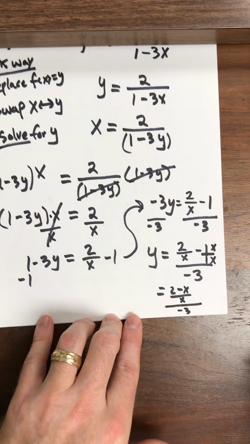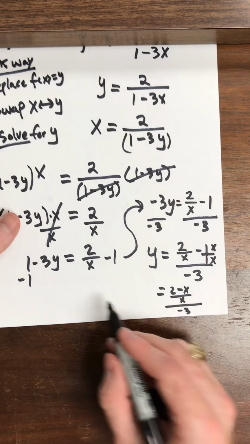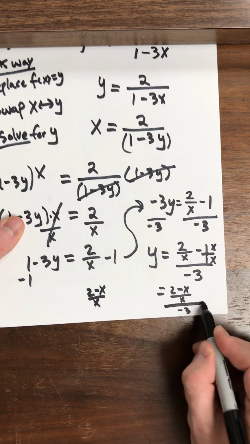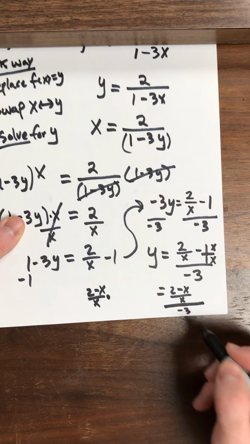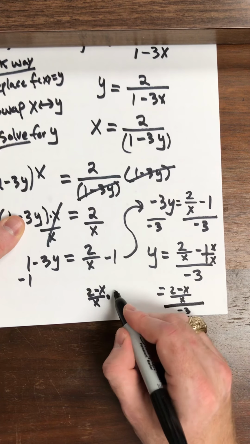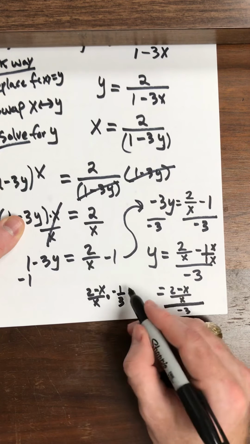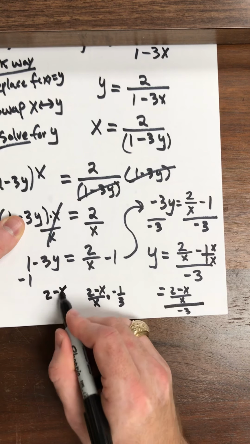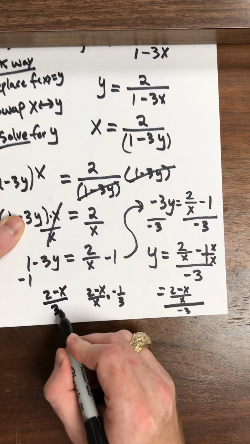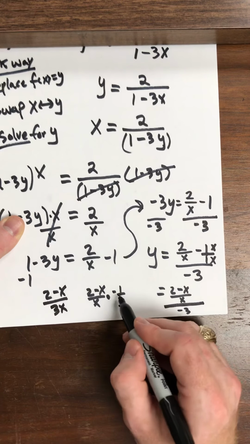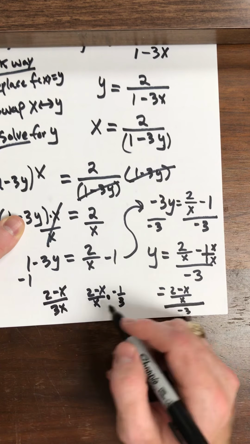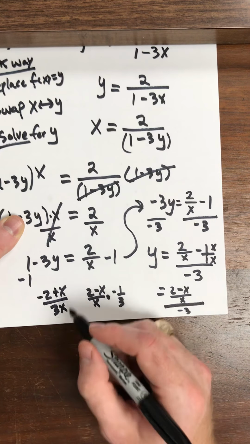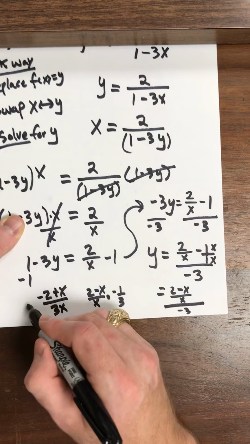So I've got to keep, change, flip this again. So if I keep, change, flip, I keep the first the same, 2 minus x over x. I change division to multiplication, and I flip, I do the reciprocal of negative 3, which is negative 1/3. And when I multiply through, I'm going to get what? I'm going to get 2 minus x over 3x. And that's a negative, so what that does is that's going to change this from positive to negative and this to positive here. Okay, so this is what y equals.